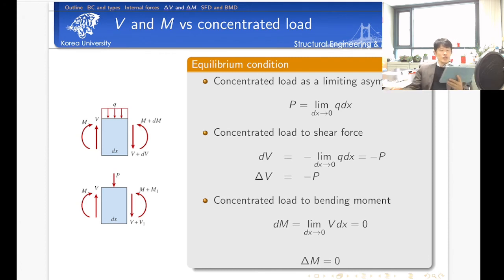And then how about the change of bending moment? Is there a change of bending moment? Because now, as I told you, this is the limiting case. In the limiting case, dx is equal to 0. The arm length for the calculation of bending moment is equal to 0. That's why there is no change in the bending moment caused by the concentrated load.